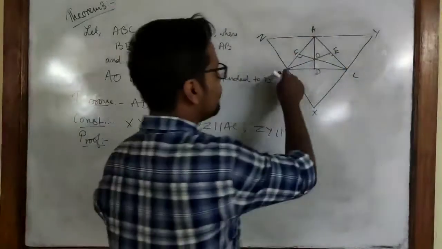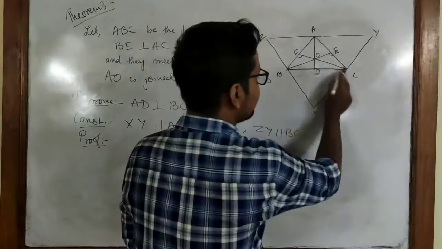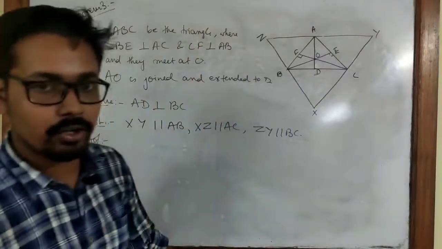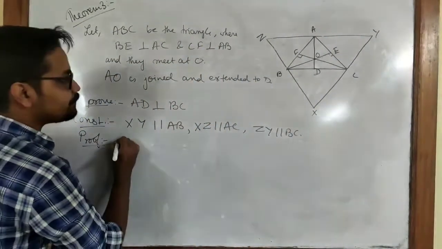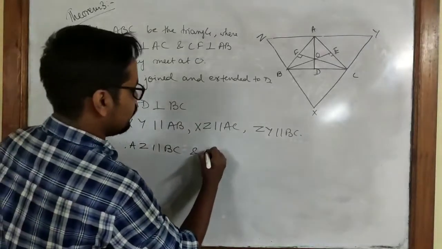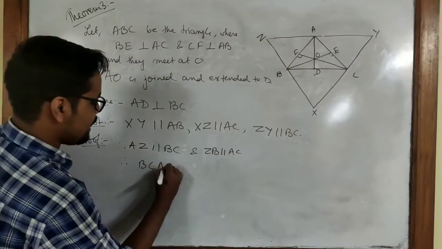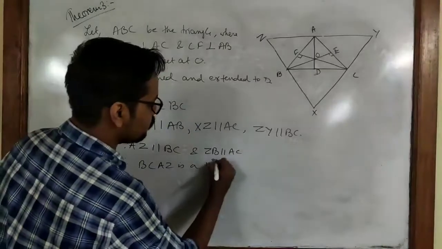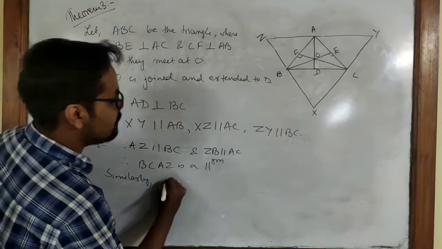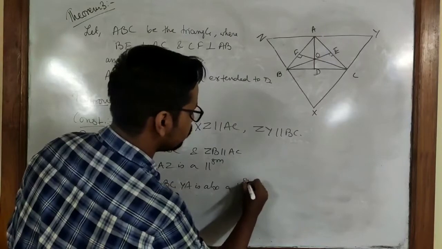In the same way, BCYA also becomes a parallelogram. BC is parallel to AY, AB is parallel to YC, so BCYA is a parallelogram. So this is what we are going to write: since AZ is parallel to BC and ZB is parallel to AC, therefore BCAZ is a parallelogram. Similarly, BCYA is also a parallelogram.